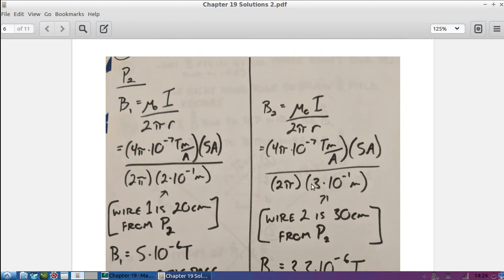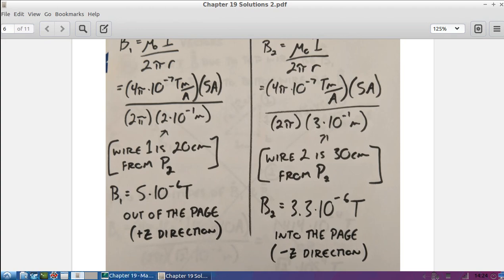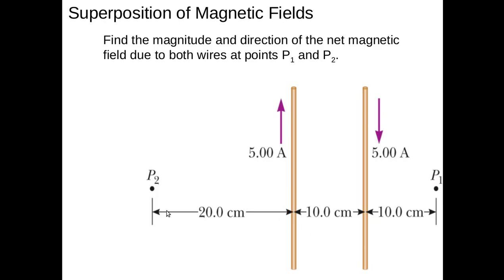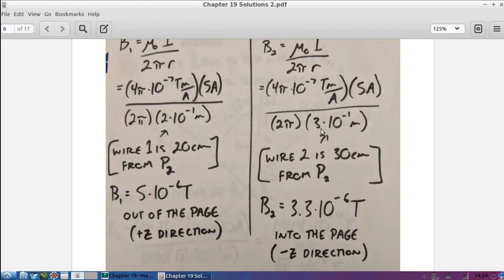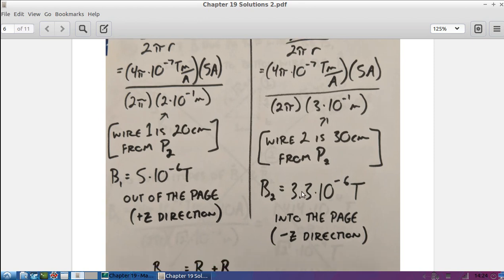And the magnetic field due to the wire on the right is going to be negative because it's going into the page. My R value when calculating B2 is different. Again, same current, mu naught over 2 pi. My distance is 30 centimeters, right? 10 plus 20. So I have to use 30 centimeters for this R value. So when I calculate the magnetic field strength, I get 3.3 times 10 to the negative 6 Tesla. Weaker because it's farther away than P2. That's good, that makes sense. But it's into the page, right? It's going in the opposite direction on the other side of the wire. So this value is negative. Into the page, the negative z direction.